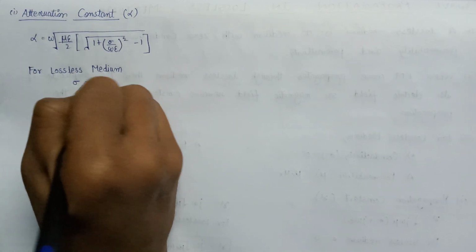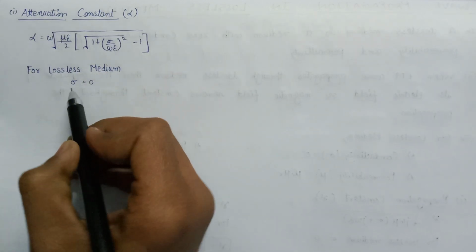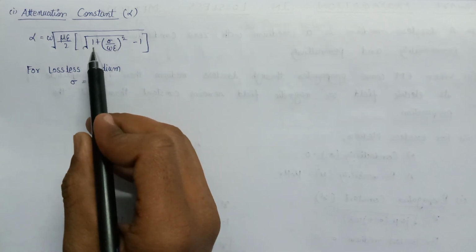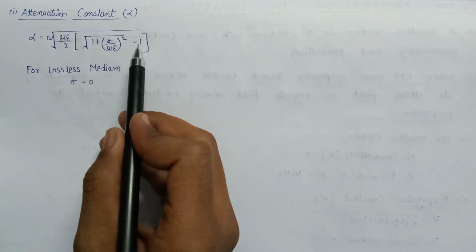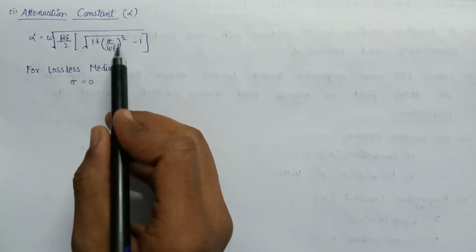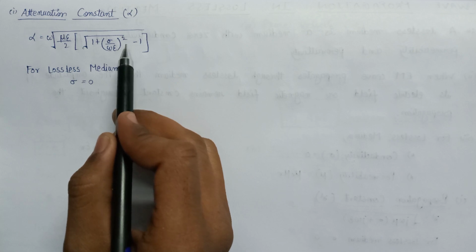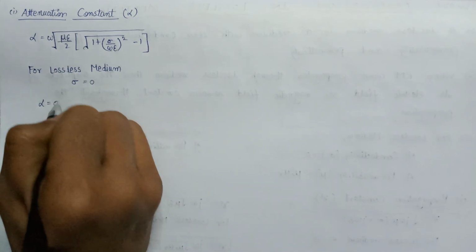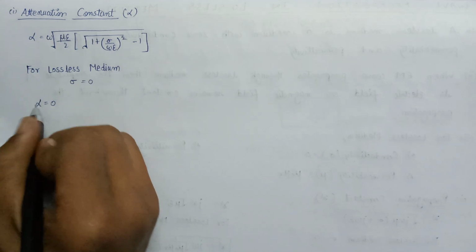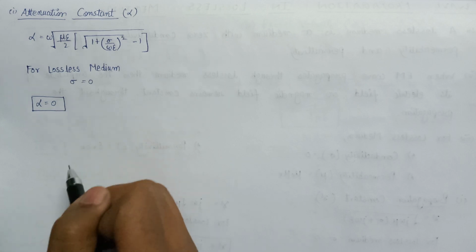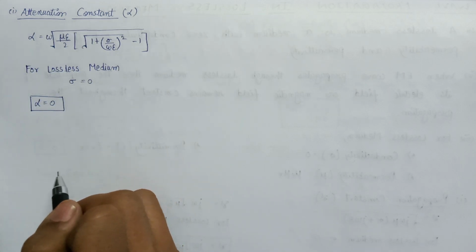So the conductivity is 0. That's why, on replacing the conductivity with 0, we will get the expression as 1 minus 1. So 1 minus 1 will always be 0 only, and the whole term will get multiplied with 0. So the value of the attenuation constant will be equal to 0 only. So this is the attenuation constant while the wave is propagating in a lossless medium.